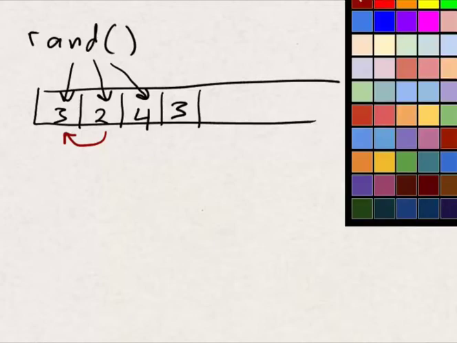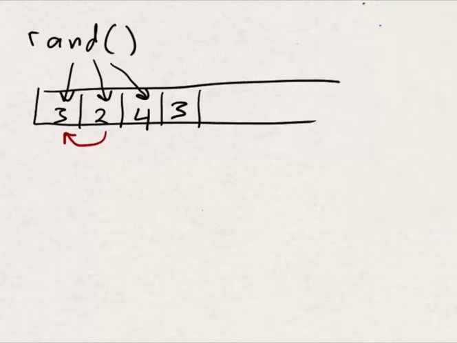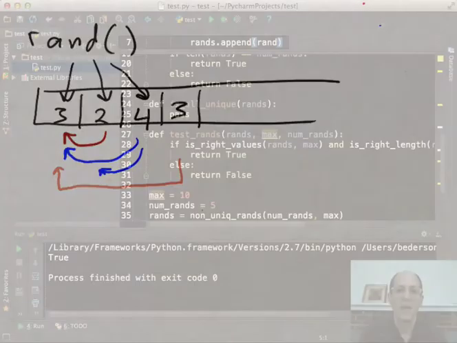Then for the next number, we compare it against the first number and the second number. It's unique, right? It's different than both of those. And for the last item on the list, we check it against the first number, and whoops! We found another instance of the same number on the list. It's not unique, so therefore we have an error.